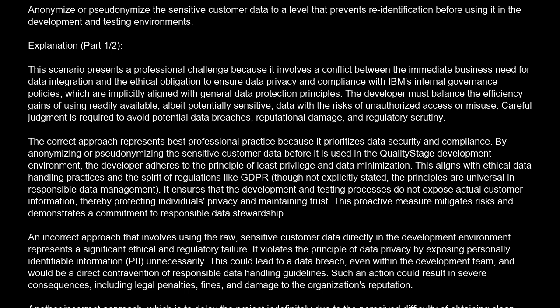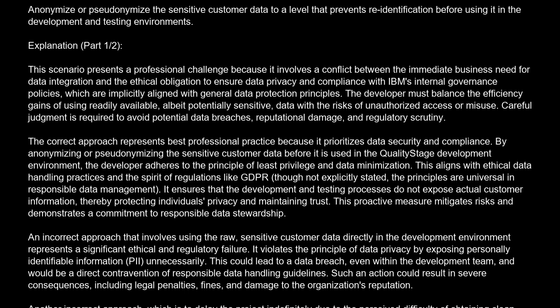This aligns with ethical data handling practices and the spirit of regulations like GDPR. Though not explicitly stated, the principles are universal in responsible data management. It ensures that the development and testing processes do not expose actual customer information, thereby protecting individuals' privacy and maintaining trust. This proactive measure mitigates risks and demonstrates a commitment to responsible data stewardship.